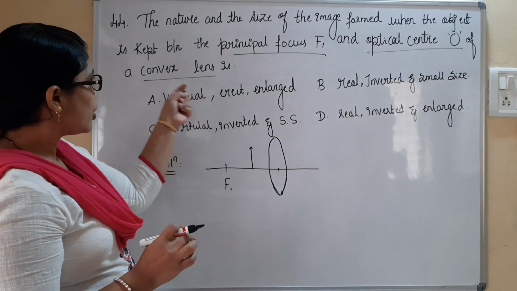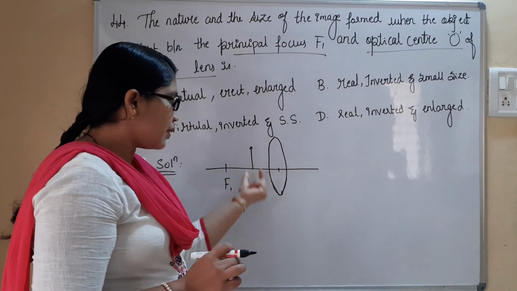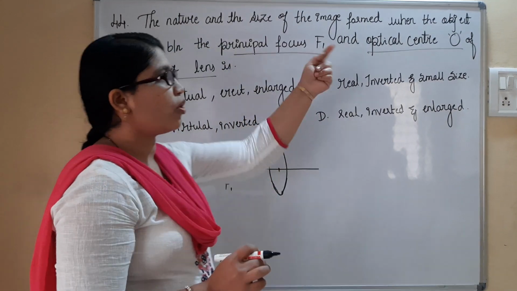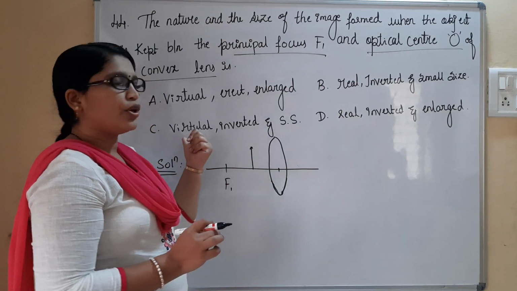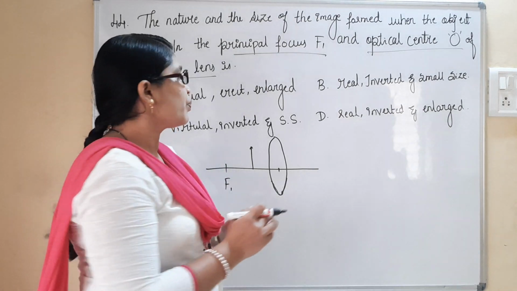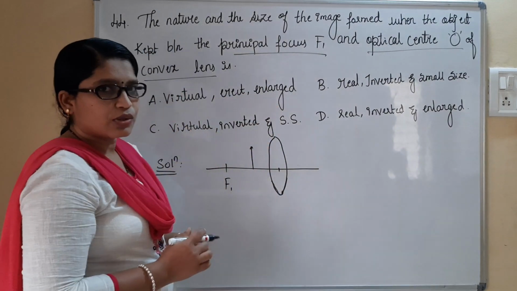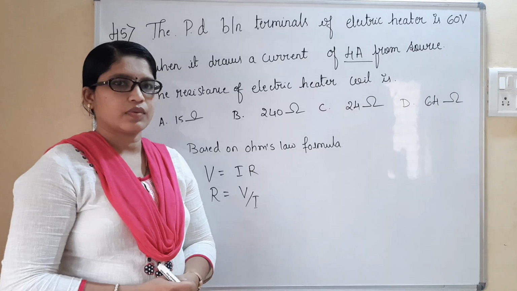So whenever we are making use of a convex lens and the object is kept in between the focus and the optical center, definitely that kind of image we are going to get is virtual. Virtual images are always erect, we know. So they are enlarged also. So the correct option from all of these four is A.